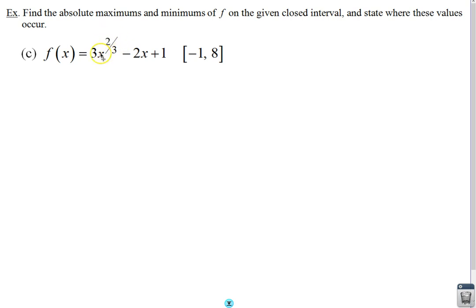You have a 2/3 up there. That might cause some hiccups. All right, I'll go ahead and work it out. But I still suggest that you try it on your own first, and then come back and see how your answer compares to mine. Okay, so step 1, I need to find critical numbers.